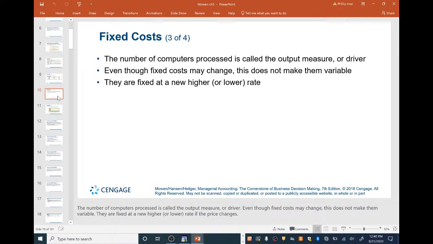Okay. The number of computers processed is called the output measure or the driver. So that's going to be the output measure, and the driver is the number of computers that we're going to process or produce. So even though fixed costs may change, this does not make them variable. They are fixed at a new, higher or lower rate. So fixed costs can change, but like it says, that does not mean that it goes from a fixed cost to a variable cost. All that means is that now you have a new fixed cost. So it's either increased or decreased to a new fixed level, okay?